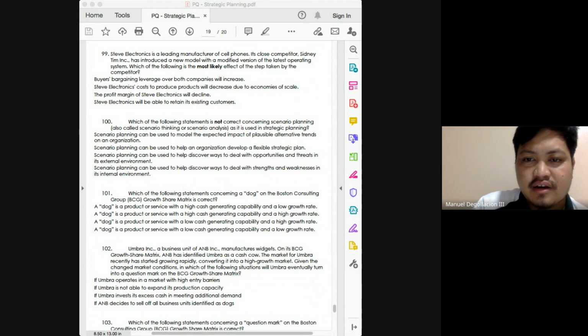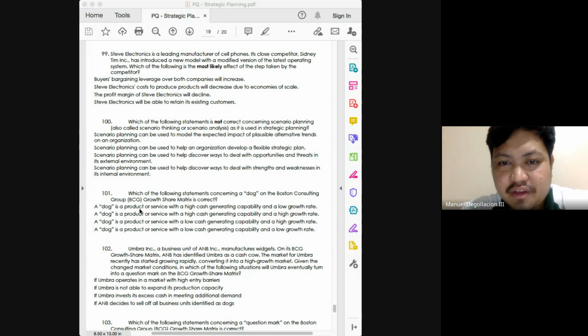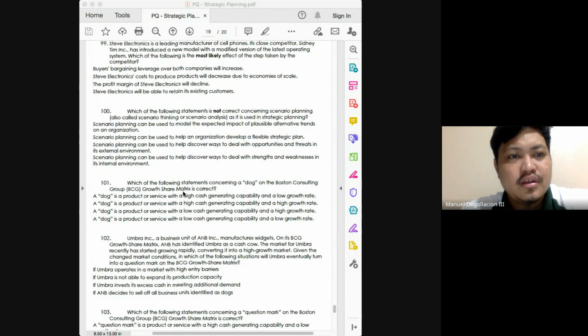Okay, mostly in scenario planning, your focus would be on external factors, not on internal factors. So that's why the answer here would be the fourth choice.